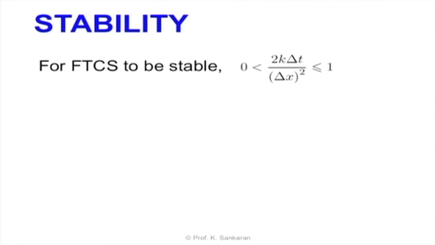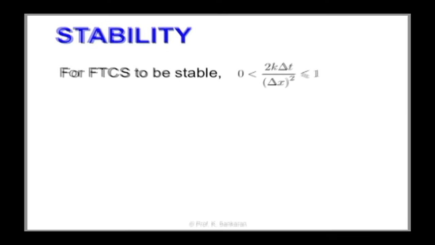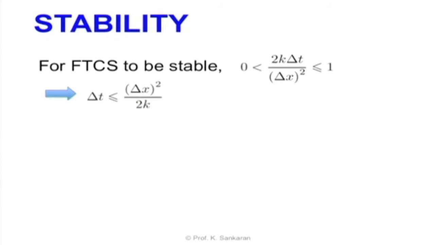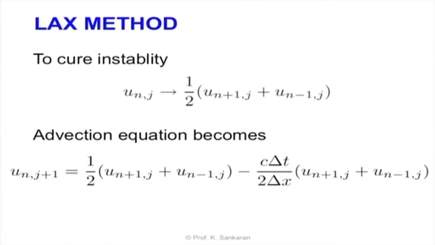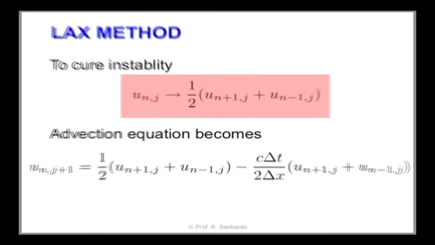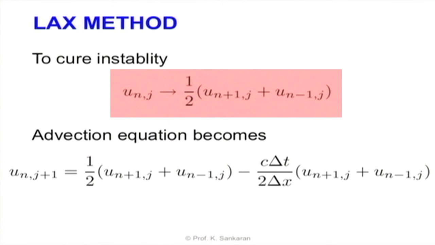We noticed that the forward in time centered in space scheme is inherently unstable, and one has to keep the time stepping prohibitively small to simulate any practical problem. In order to cure this instability, we introduced the Lax method. We illustrated the Lax method using an example of the advection equation. The gist of this method lies in taking the average of two neighboring spatial terms in the forward in time centered in space scheme.